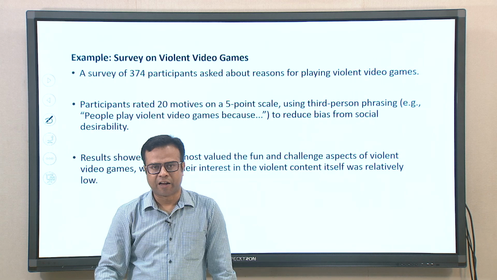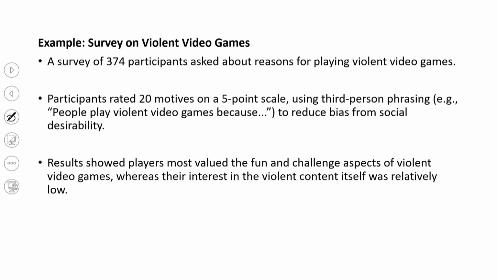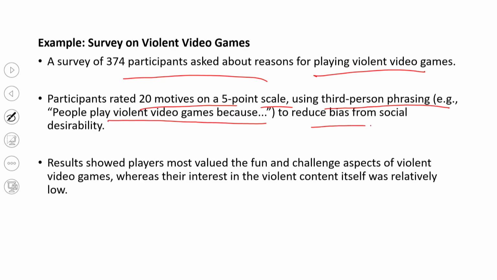For example, in one piece of research, a survey on violent video games included 374 participants. They were asked about playing video games. Participants rated 20 motives for why they play video games on a 5-point scale using third person phrasing. For example, people play violent video games because of whatever reason, and they can write reasons. To reduce biases from social desirability, because if they are asked why you play, they may not give accurate answers, they used third person phrasing. This is how biases are reduced in research.